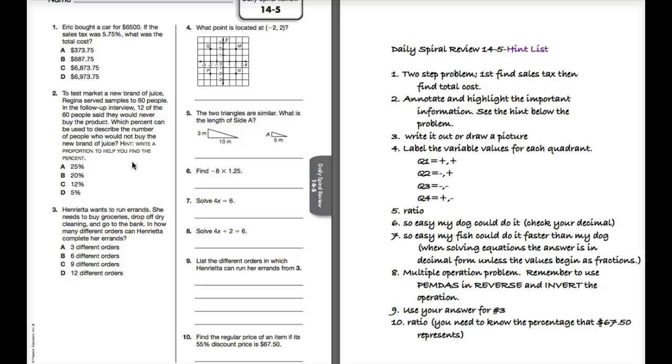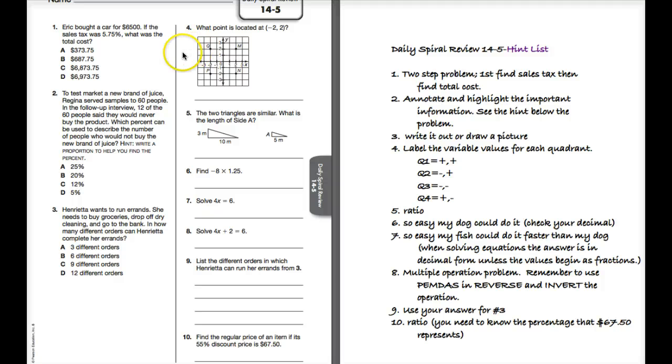Number 3, you can write it out or draw a picture. That's the best way. There is an equation for this as well, but for right now, since you haven't been taught that equation, go ahead and use a picture or write it out in order to find out how many ways she could do her errands in terms of the order.